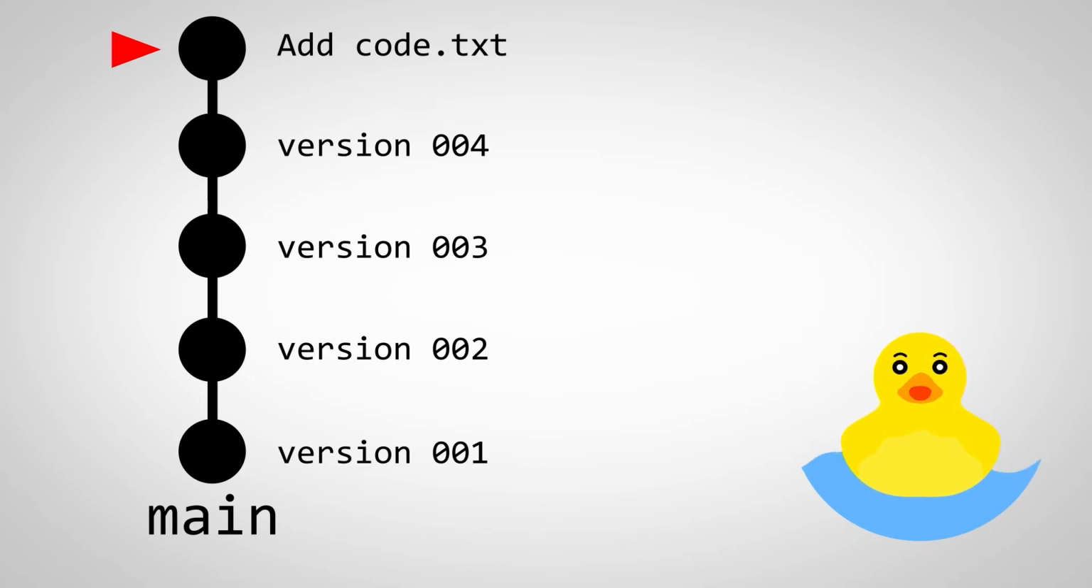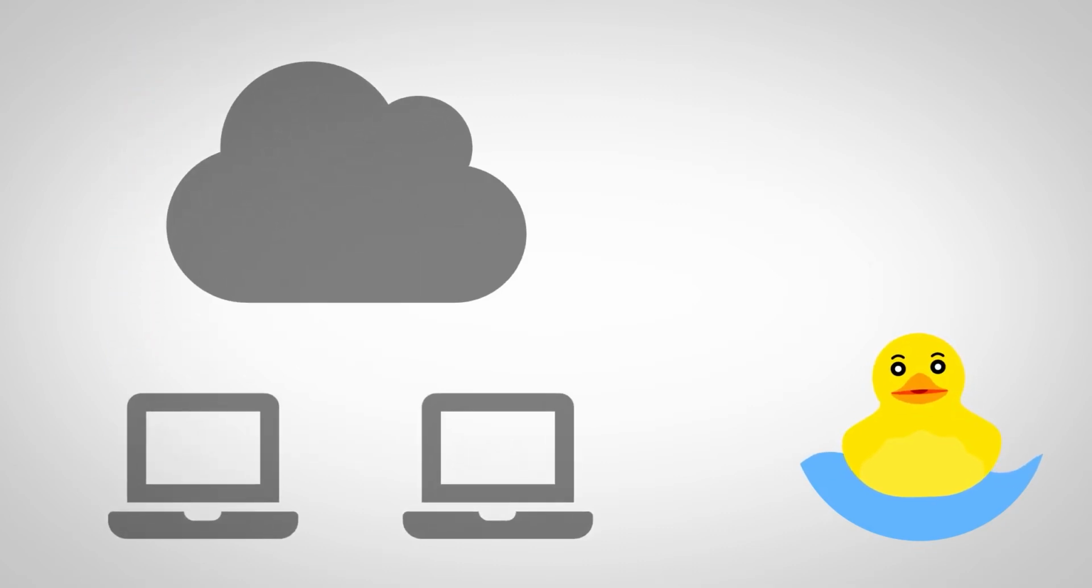If we ever want to see a previous version, all we have to do is check out a previous commit. This will put us in what we call a detached head state. But be careful, any changes you make in the detached head state get discarded when you exit by checking out the latest commit. Let's sync our project to the cloud.